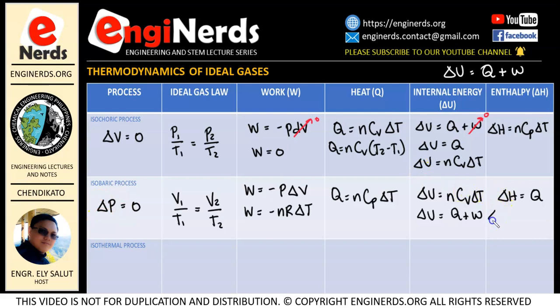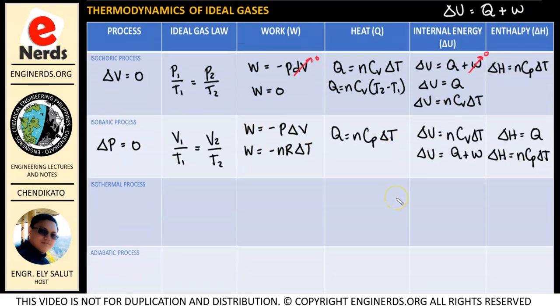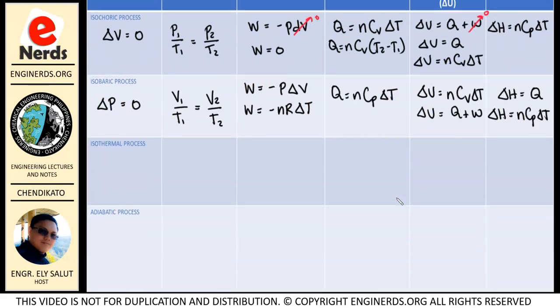So that means our delta H is also equal to n Cp delta T. Okay? So again, don't worry kung paano natin to nakuha. Don't worry about the derivation because in our separate video about isobaric process, we will be discussing that a little bit more. Now, we have isothermal process.